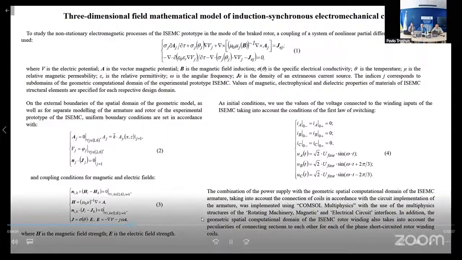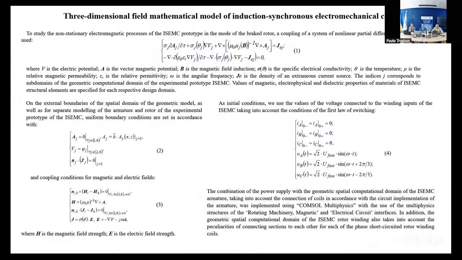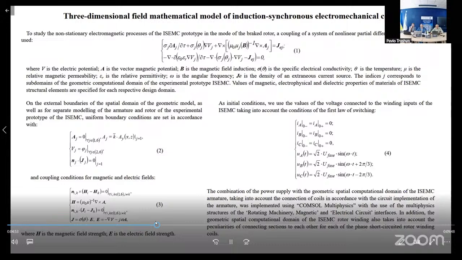Additionally, to the differential equation we add equations number 2, number 3, and number 4 to describe the external boundaries of the computational domains, and add two initial conditions. The combination of the power supply with the geometric computational domain of the induction synchronous electromechanical converter armature, taking into account the connection of coils in accordance with the circuit, was implemented using COMSOL Multiphysics software.